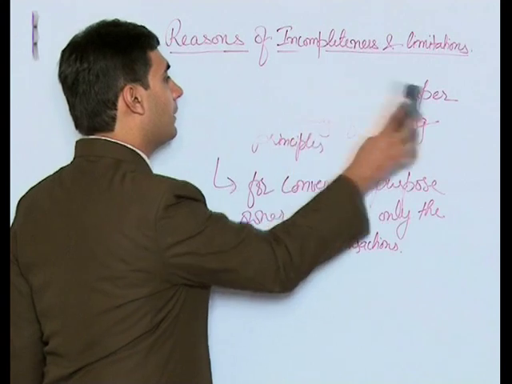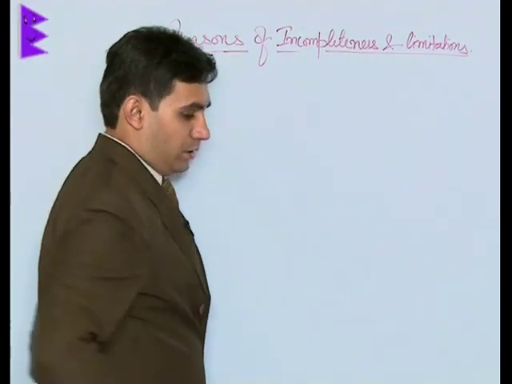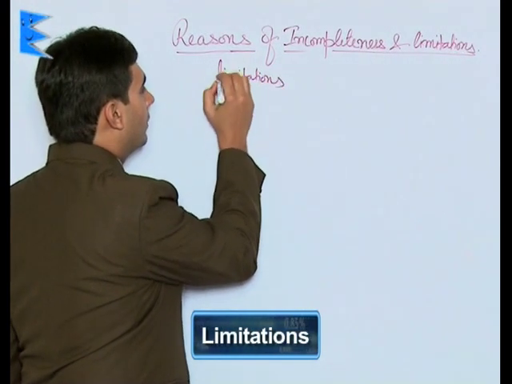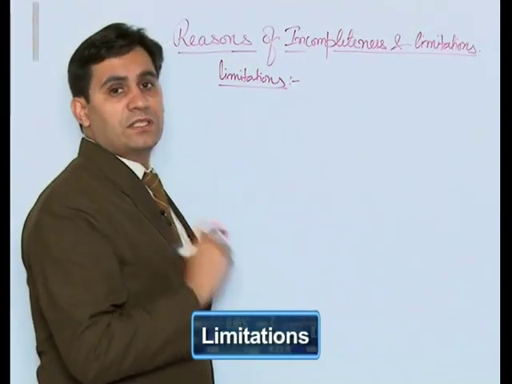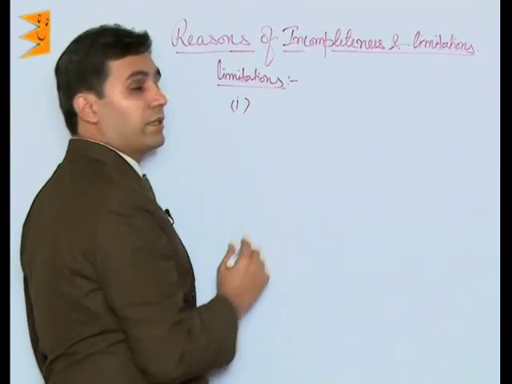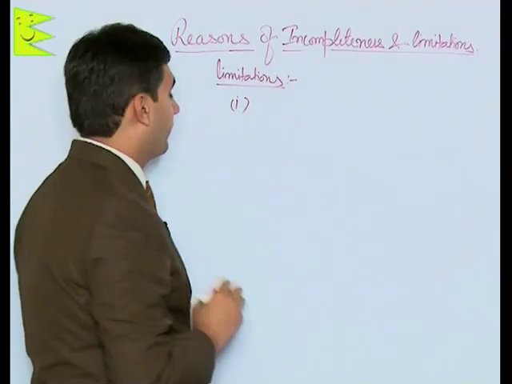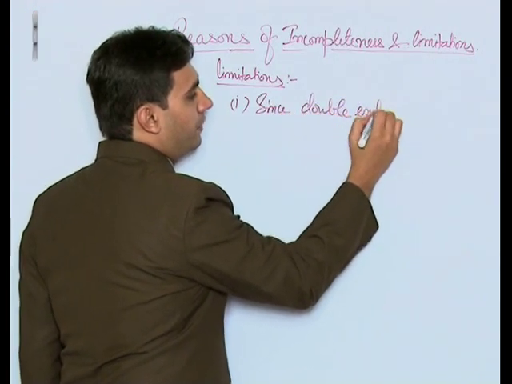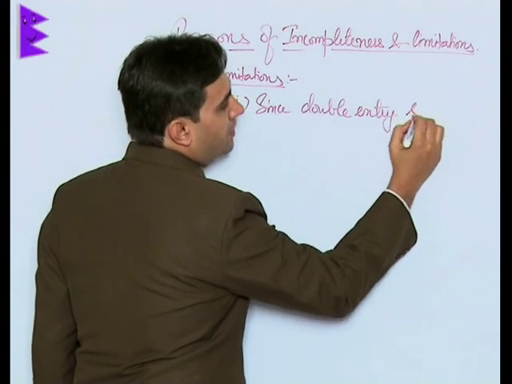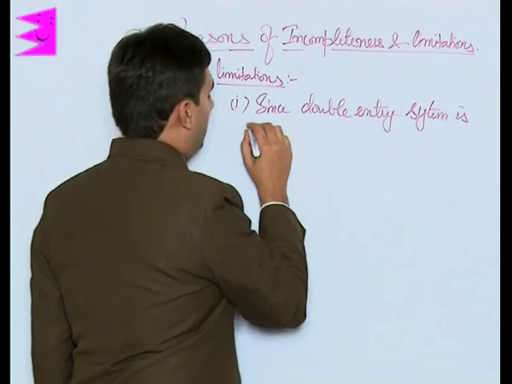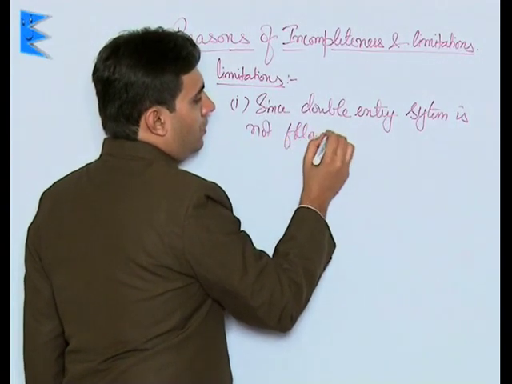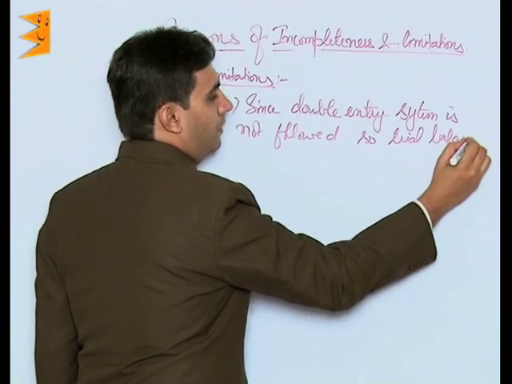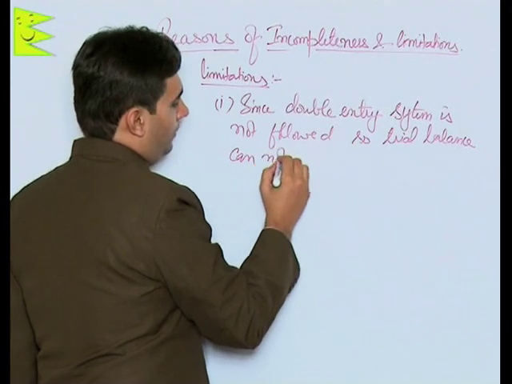Limitations of accounts under incomplete system. The first limitation under this system is that trial balance cannot be prepared, since double entry system is not followed, so trial balance cannot be made.